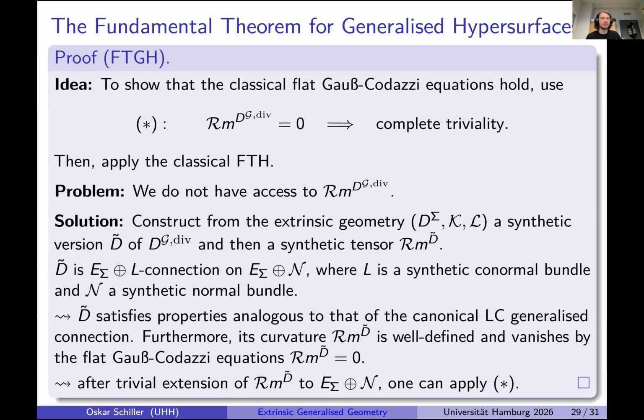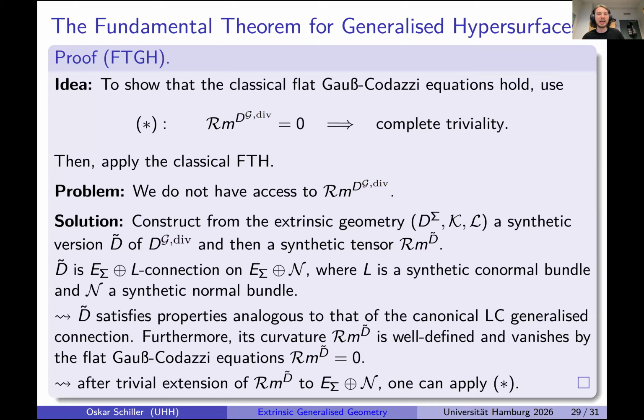If the generalized Gauss-Codazzi equations that we have actually encode generalized Riemann flatness of the ambient space, then we know a priori that we reduce to the situation where we just satisfy the ordinary flat Gauss-Codazzi equations. Because of that, we will be able to apply the ordinary fundamental theorem for hypersurfaces to recover the generalized version. The problem is that we do not a priori have access to the generalized Riemann tensor of the ambient space. This is precisely the ambient space that we want to construct for our theorem.